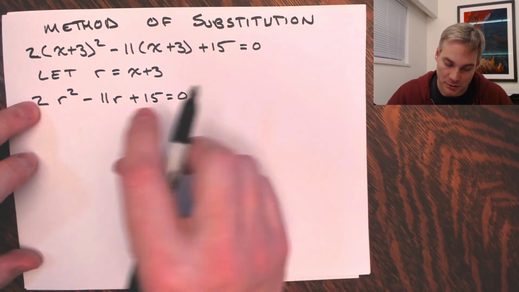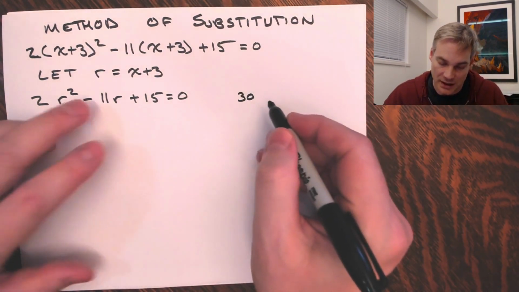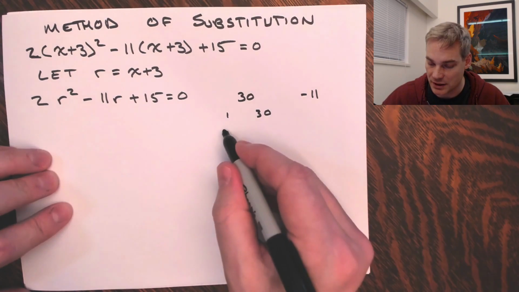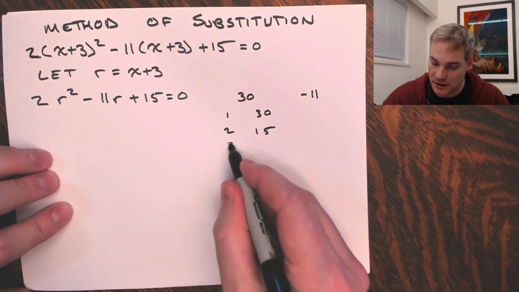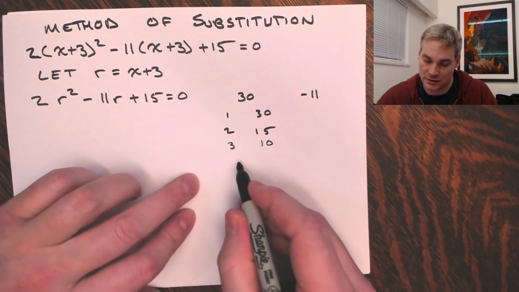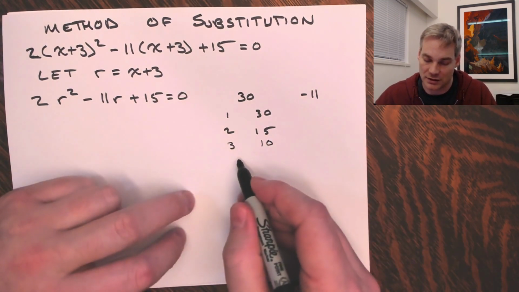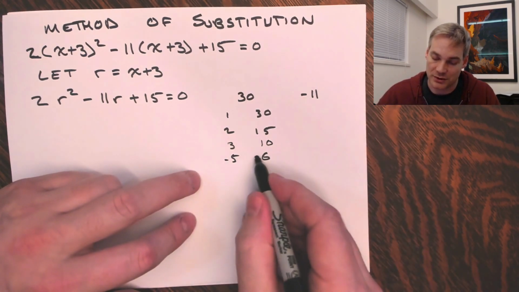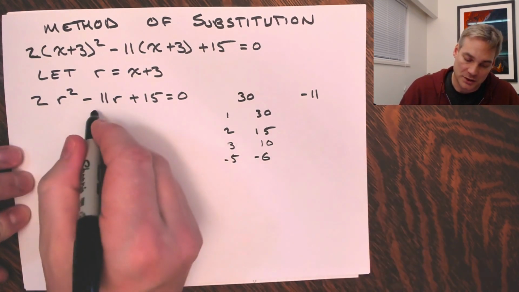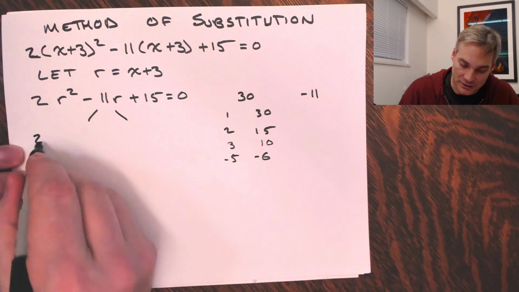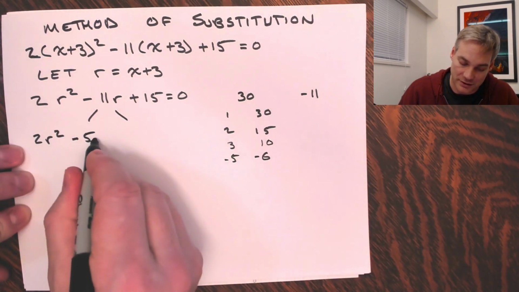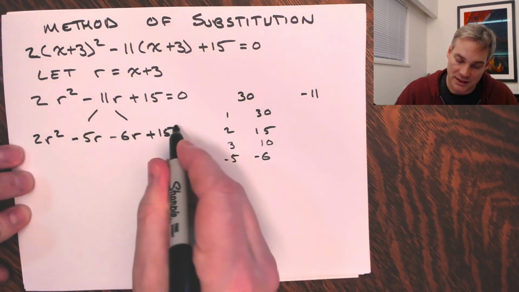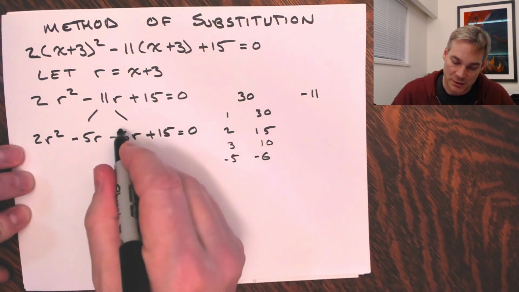So we need two numbers that multiply to 30 and add to negative 11. So I have 1 and 30, that's not going to work. 2 and 15, no. 3 and 10, no. 4 doesn't divide, it's not a factor of 30. 5 and 6, that works if they're both negative. Okay? Perfect. So we're going to break that down into 5 and 6. So we have 2r^2 - 5r - 6r + 15, and that equals 0.